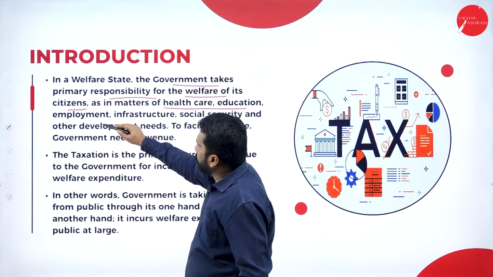Yes, if you go to a government hospital and a private hospital, the same private hospital may charge you 1 lakh. The same work can be done in a government hospital for 10,000. The reason is what? Whatever tax is collected from the people, they are giving services like this. Hope you are clear. Now, taxation is a primary source of revenue to the government.